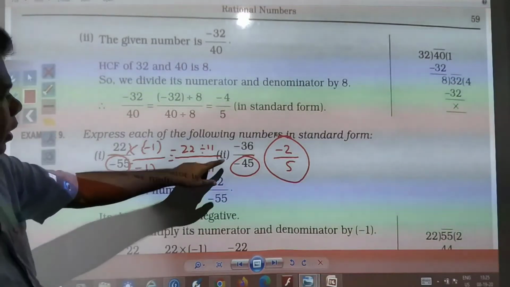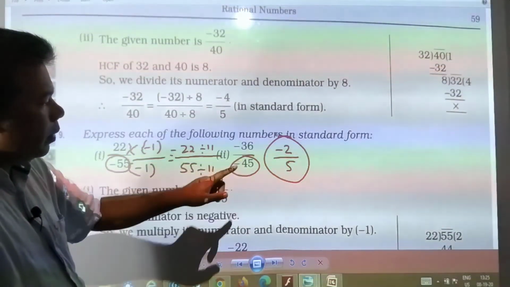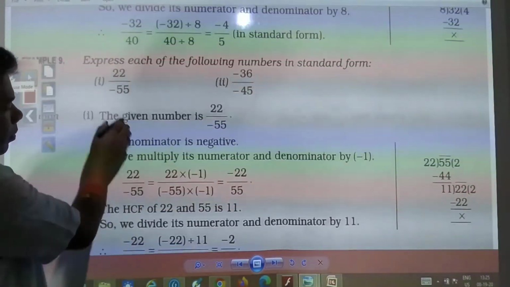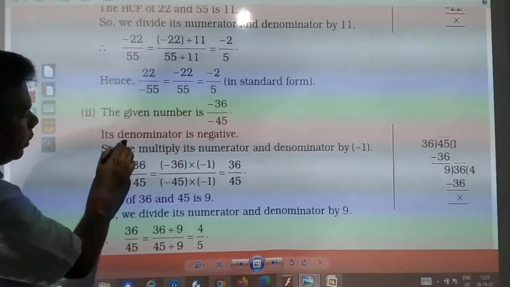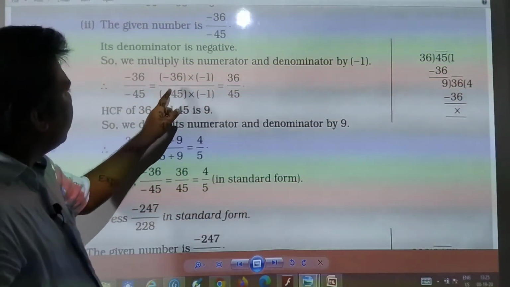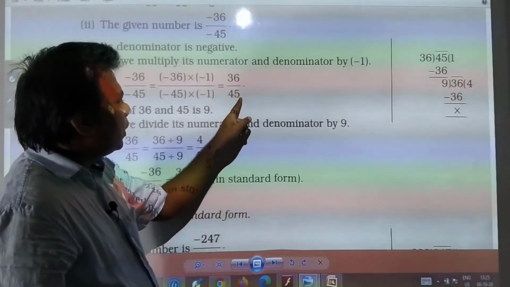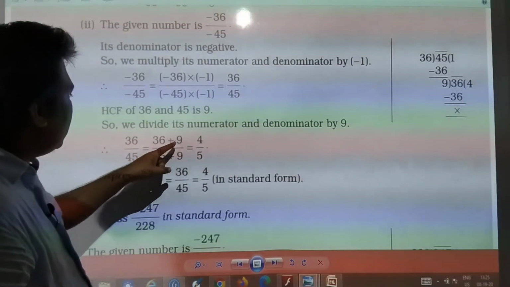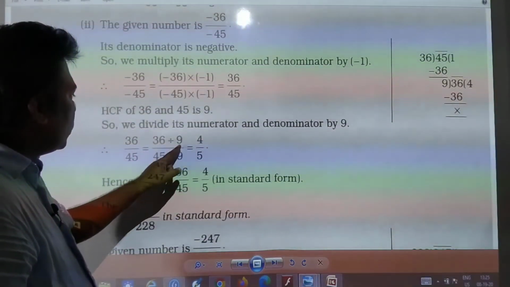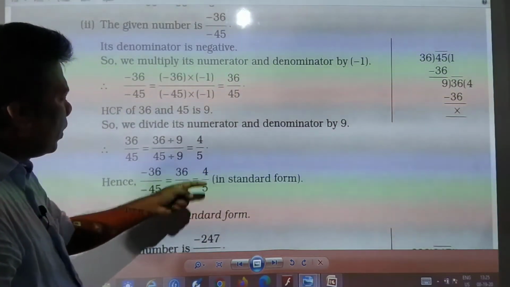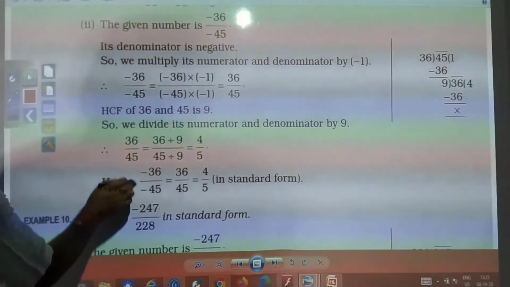So in the same way, minus 36 by minus 45 you have, this is required to be done. Here you see, by minus 1 it has been multiplied, you have got denominator positive, that is 45, and then common divisor you have 9, so 9 4 ja 36 and 9 5 ja 45, and you have got 4 by 5 as standard form.